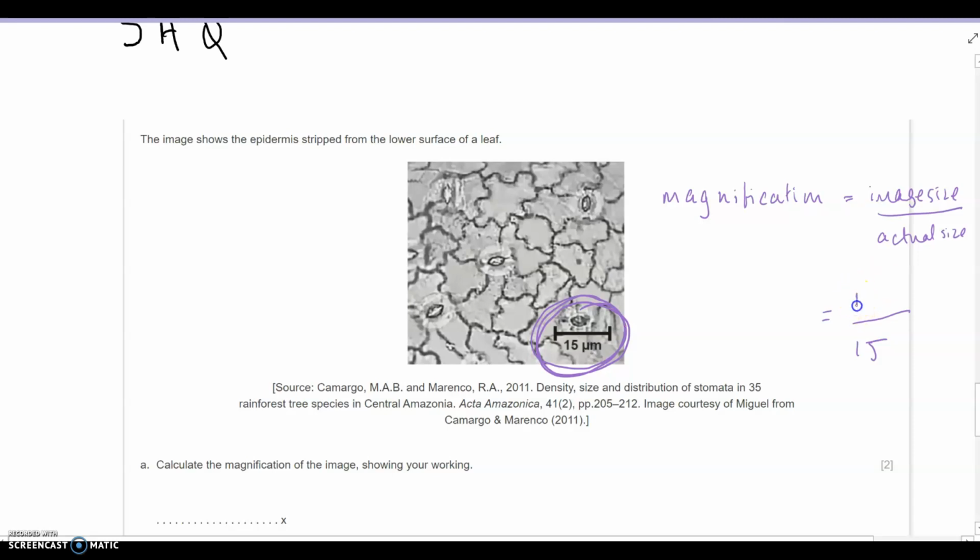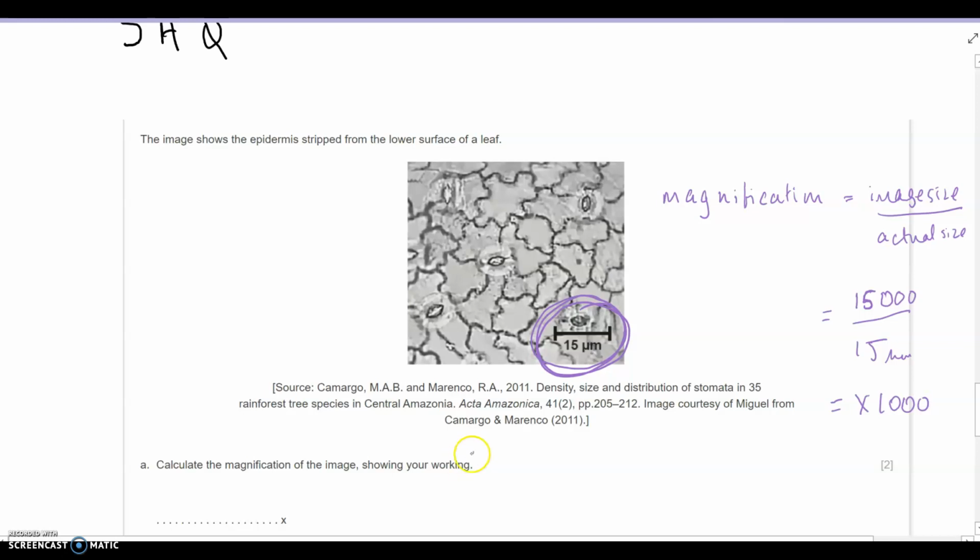If it's 15 millimeters, that doesn't work because the units aren't the same. I've got millimeters up here and micrometers down there. So I need to convert my millimeters to micrometers. I'm going to make that 15,000. And so then my answer would be times 1,000.